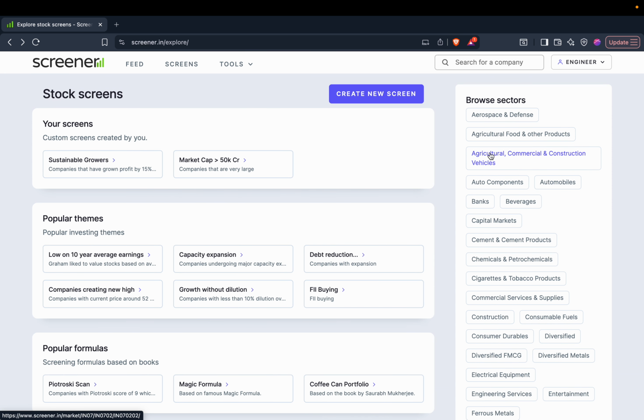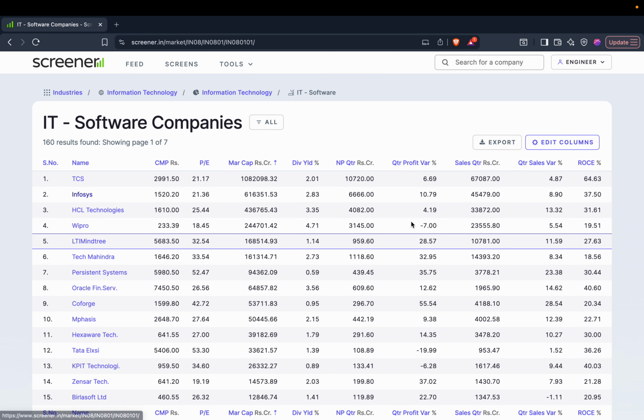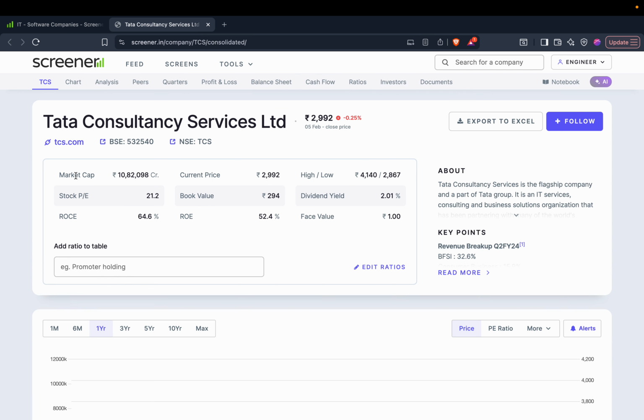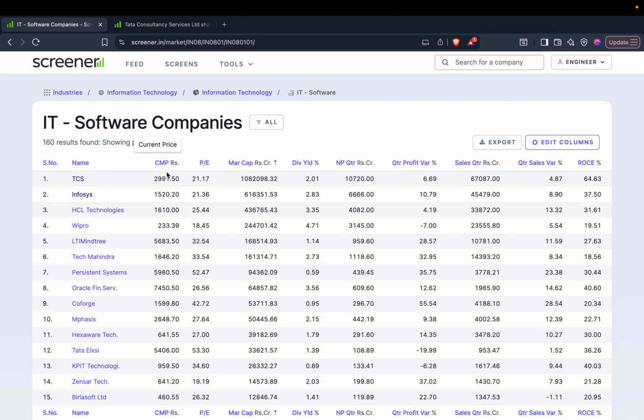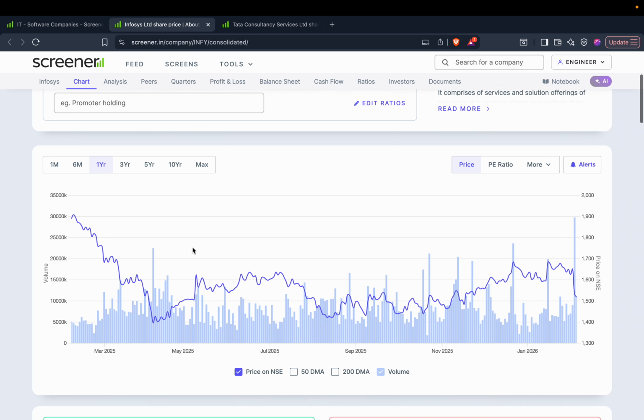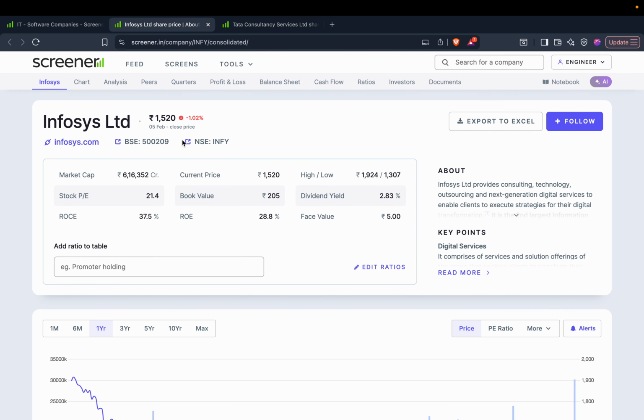So if you think that some sector is the growth sector, then you can just choose that sector and look at companies inside. So I think IT has been down recently. TCS is one of the big players. It went down quite some level. Then there's Infosys, which has gone down recently as well. Yeah, so all of that. So there's a lot more to do with Screener.